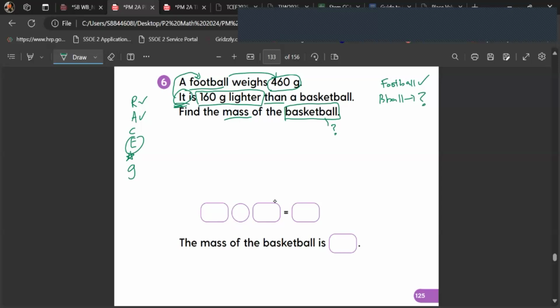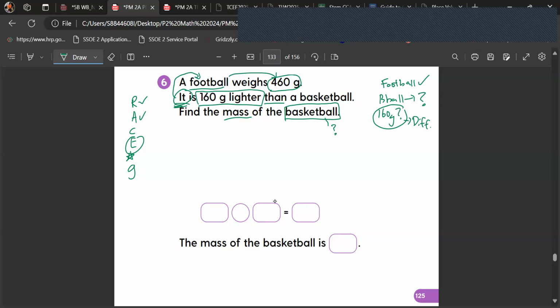Have you drawn the model? You need to draw the model first. So what is 160 grams? What is this? This is the difference between the basketball and the football. How are they not the same? Remember we talked about sum, everything all together, and then difference being how are they not the same?